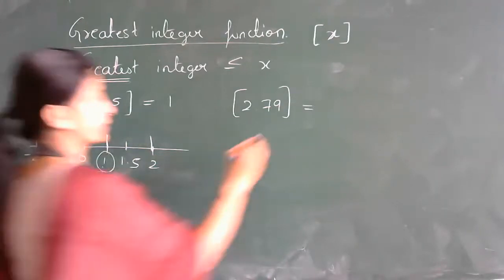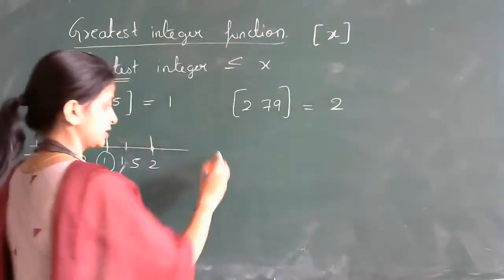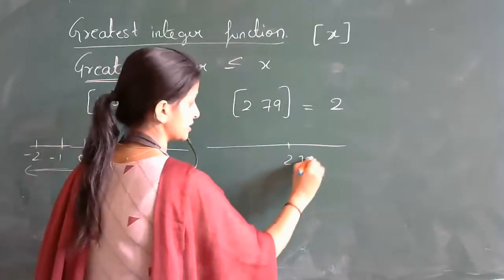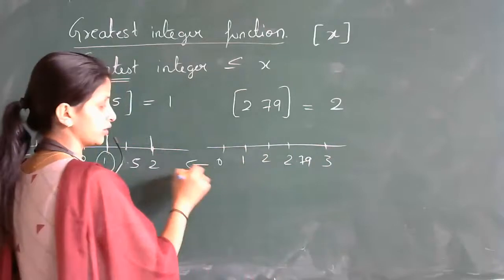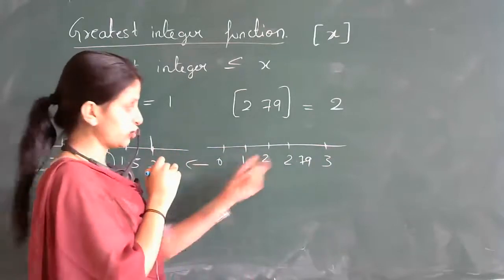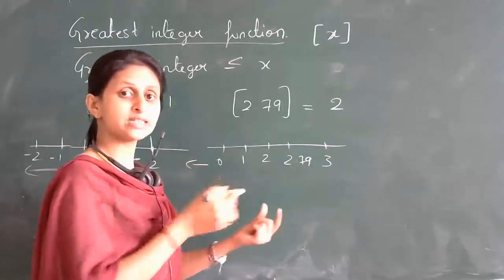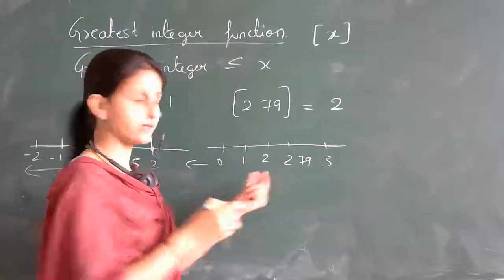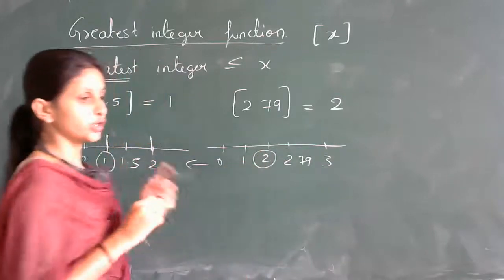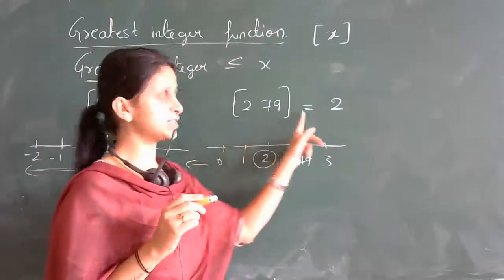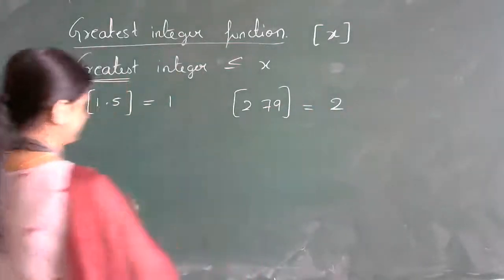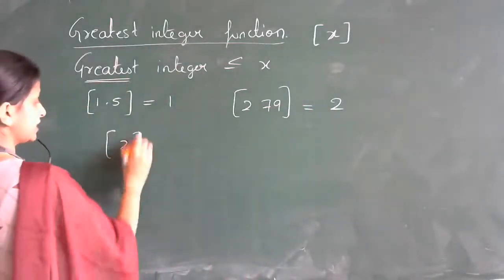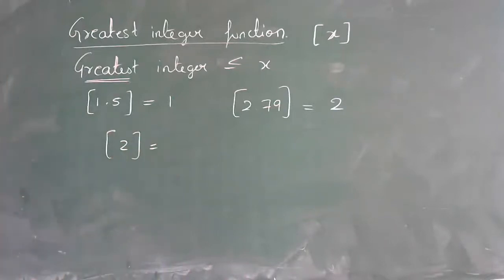2. Very good. If this is 2.79, here we have 2, 3, 1, 0 and so on. These all are less than 2.79. But which is greatest integer which is less than 2.79? It is 2. So greatest integer function of 2.79 is equal to 2. Similarly, what is greatest integer function of 2?